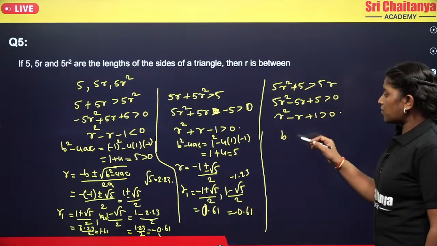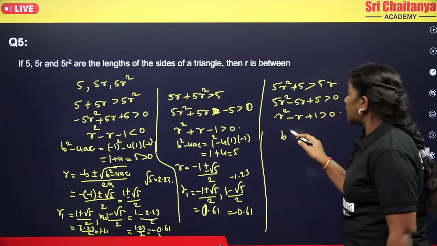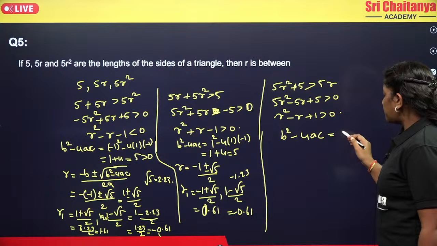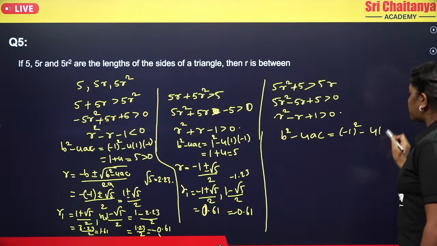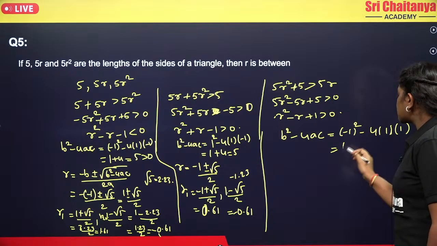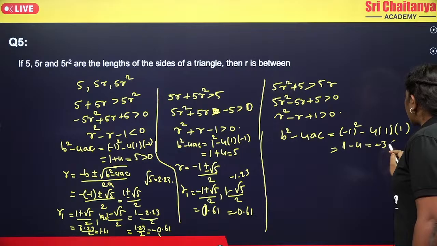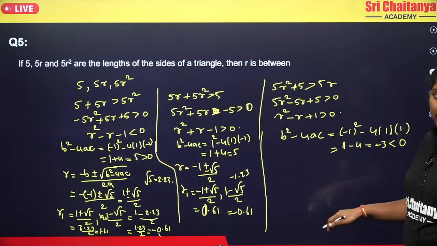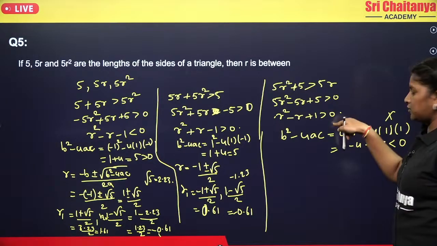Okay, so now coming to here, b square minus 4ac will become b square, which is nothing but minus 1 whole square minus 4 into 1 into 1. So now minus 1 square will be 1 minus 4, which is nothing but your minus 3. So it is less than 0. It means here we are not having real roots, right? So therefore we will not be getting the roots for our r value.